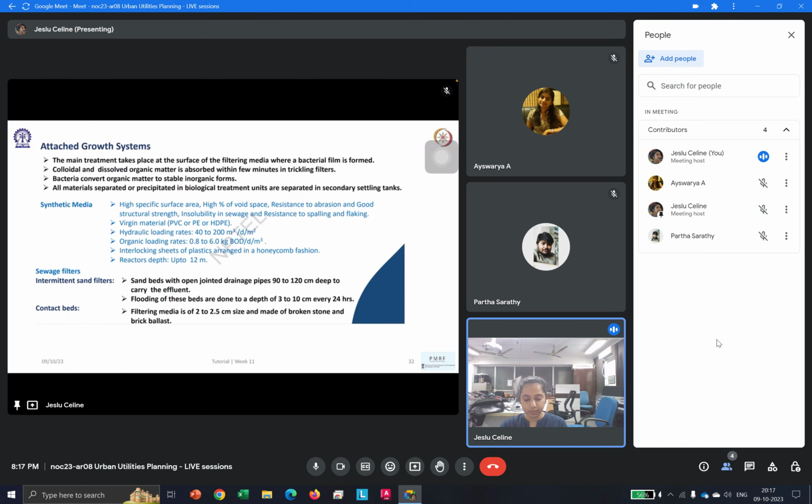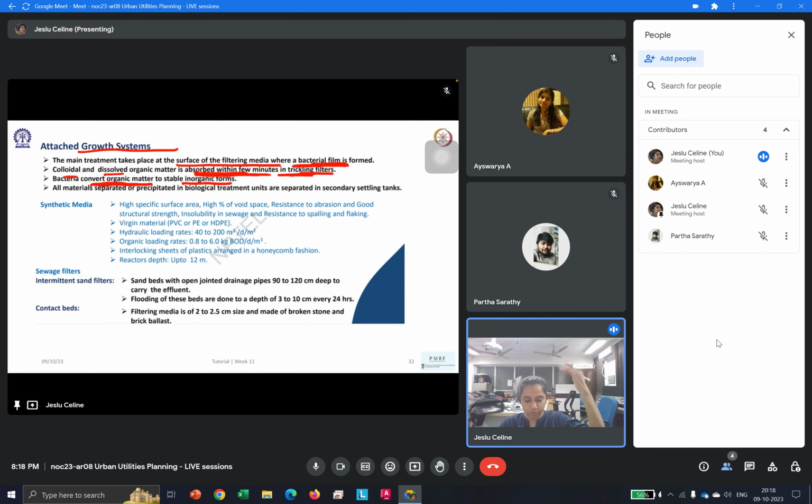So let's go to the theory for that. So this is attached growth system. What happens in an attached bed is that the treatment usually happens on the surface of the filtering media, where a bacterial film is formed on the surface. So that's how the whole process happens. We have discussed the whole process. Some enzymes are released, and then the suspended components are dissolved. Colloidal and dissolved matter are absorbed within a few minutes in the trickling filter, and then the bacteria convert organic matter to stable inorganic matter.